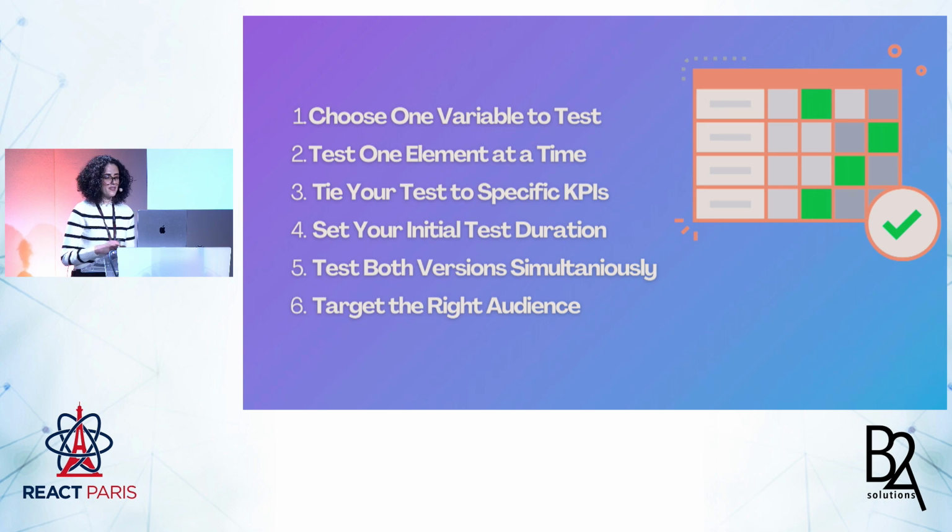And to summarize all what I've said, you should choose one variable to test, one element at a time, tie your test to a specific KPI, set your initial test duration, test both versions simultaneously, and target the right audience.